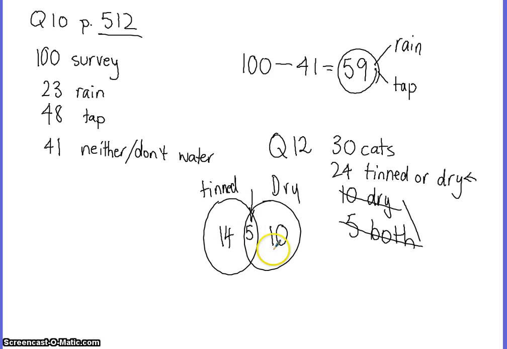Now all of that comes to what, Jaden? 29. Okay? But what did we say at the start? That there's 30 cats. And therefore, one cat must like neither tinned or dry.